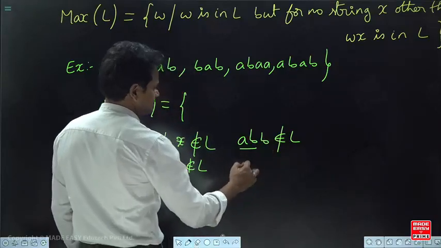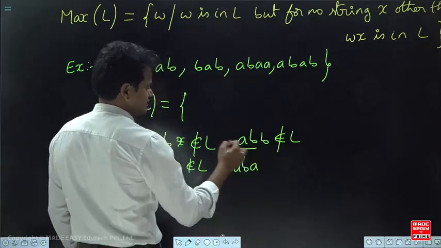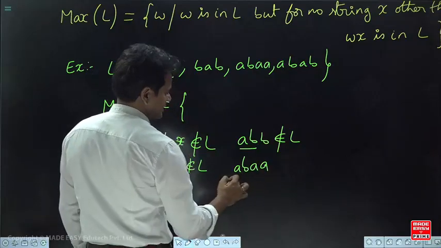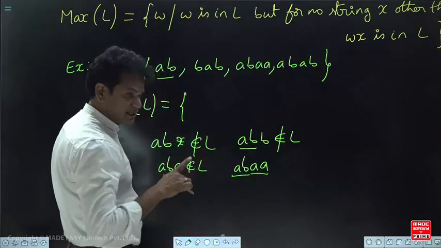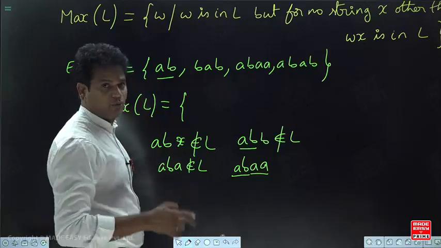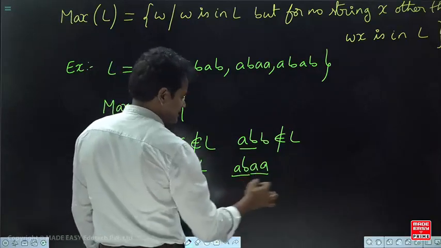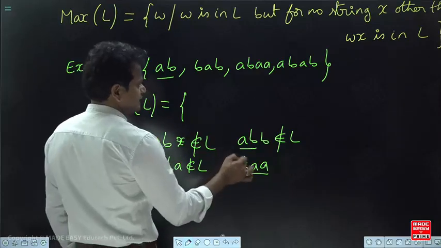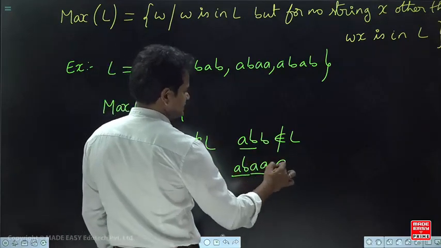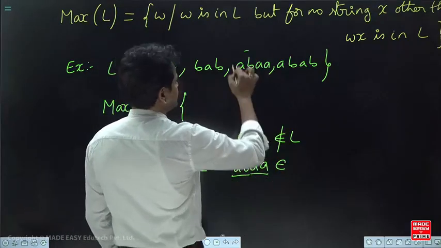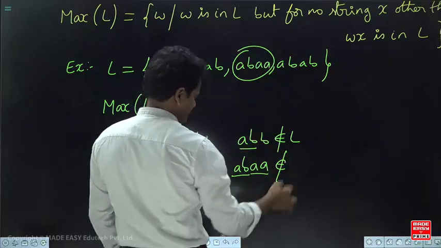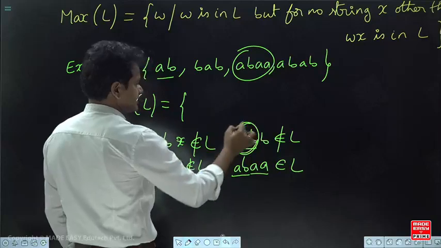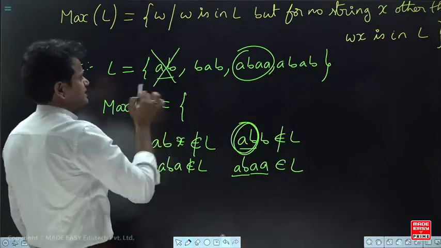Now you attach for anything you attach. Example, for AB, I will attach AA, ABAA. So whatever you attach, the result string should not be in the language. Okay, ABAA, is there or not there? ABAA, yes, it is there. So whatever this is, I cannot take in the maximum.